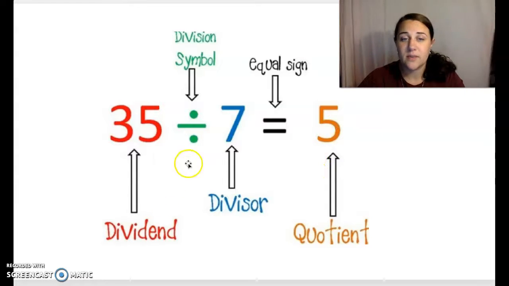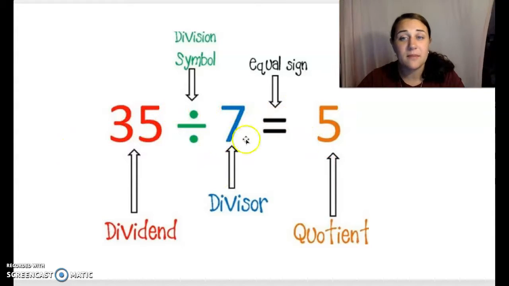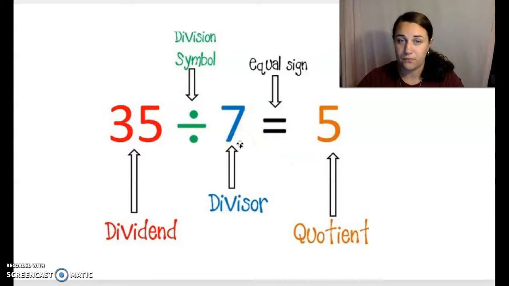And remember, we talked about these two numbers can be alternated because it's kind of like a backwards multiplication. If I was to do 5 times 7 equals 35, if I switched them and made it 7 and 5, it would be 7 times 5 equals 35. So they could be switched in a multiplication problem and they can be switched in a division problem as well.